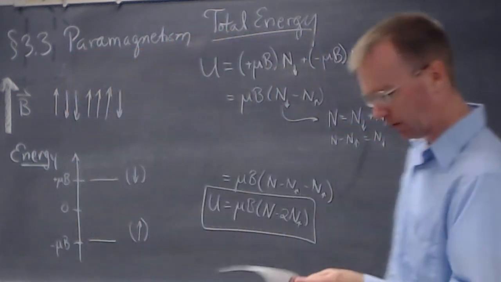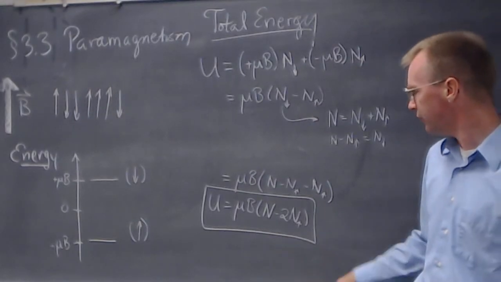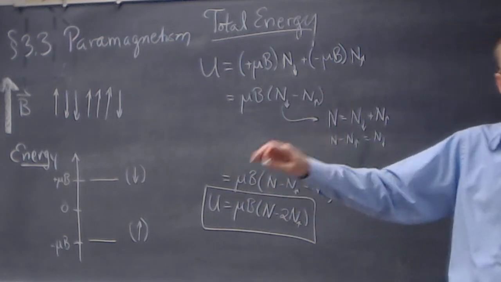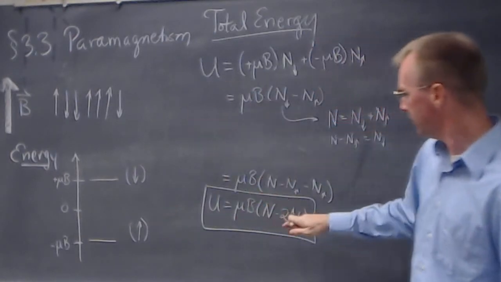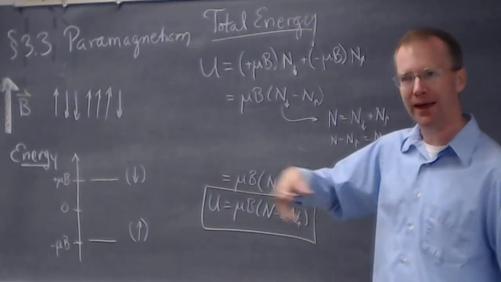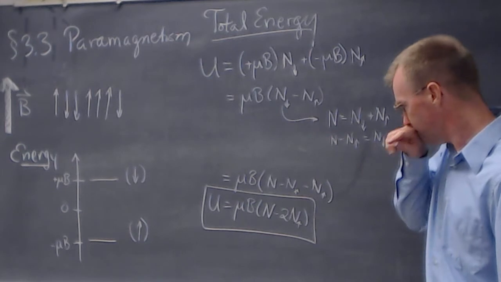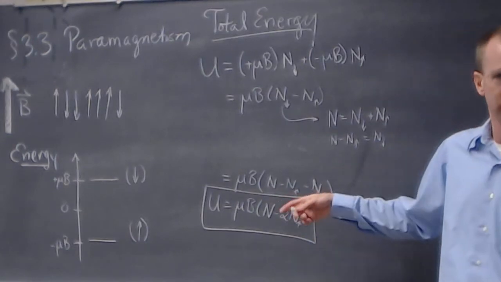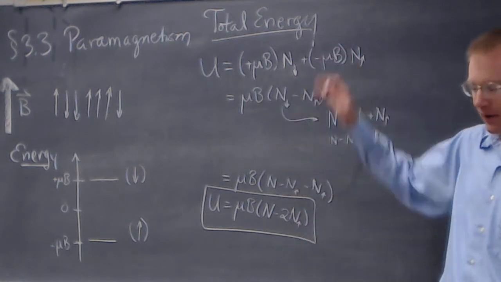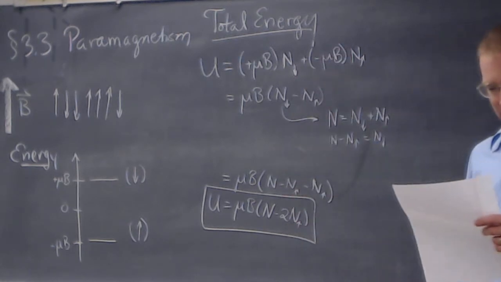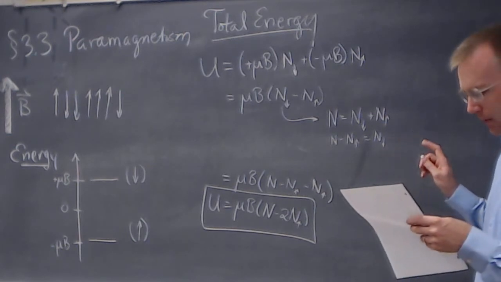Okay, so I've got an equation for the system's total energy in terms of mu b. Remember, mu is the magnetic field strength of each dipole, and b is the external, outside magnetic field strength that they're trying to line up with. And now total number, which we'll take to be fixed, minus 2 times the number pointing with the magnetic field.